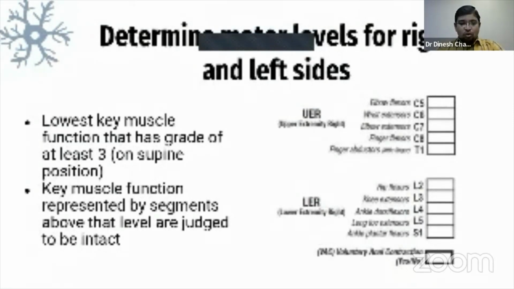We have to mark according to the patient's strength, like 1, 2, 3, till 5, or not testable. For the lower limb, the key muscles represent segments: L2, that means hip flexor; L3, knee extensor; L4, ankle dorsiflexor; L5, long toe extensor, that is the EHL muscle; then ankle plantar flexor muscle, S1. According to that, we have to grade, and then VAC is nothing but voluntary anal contraction of the muscle, yes or no.